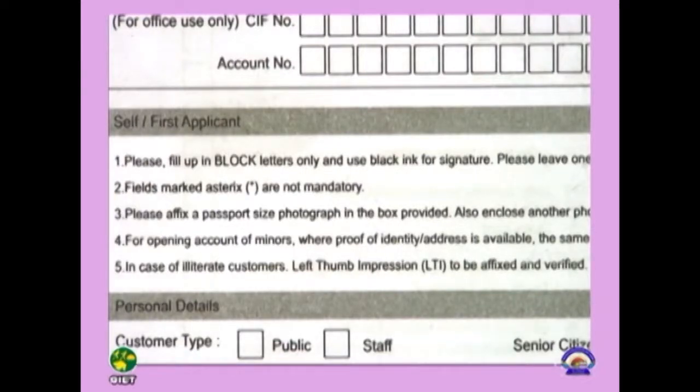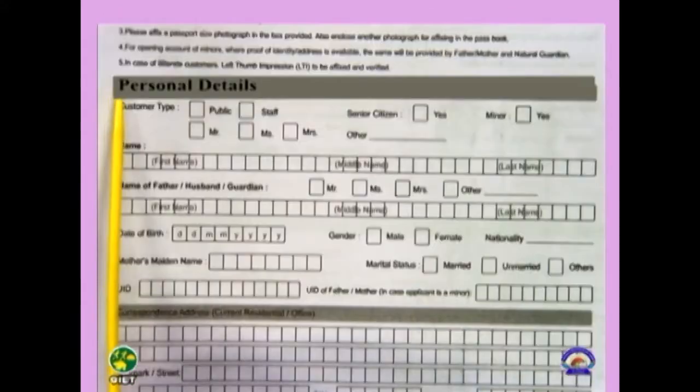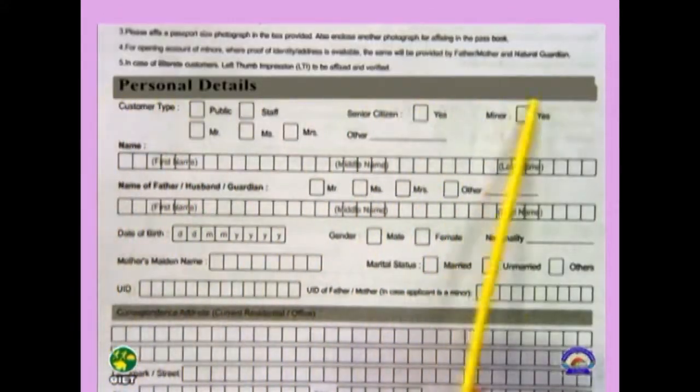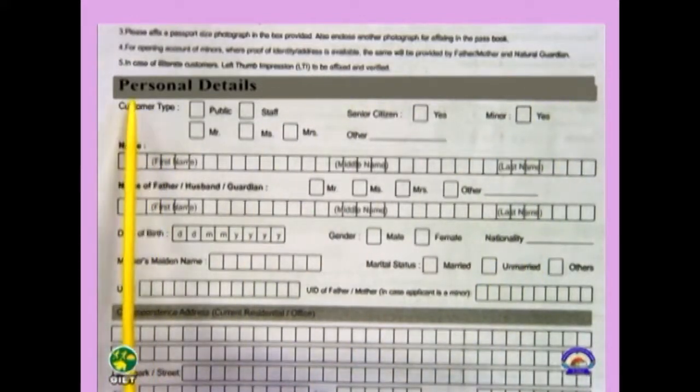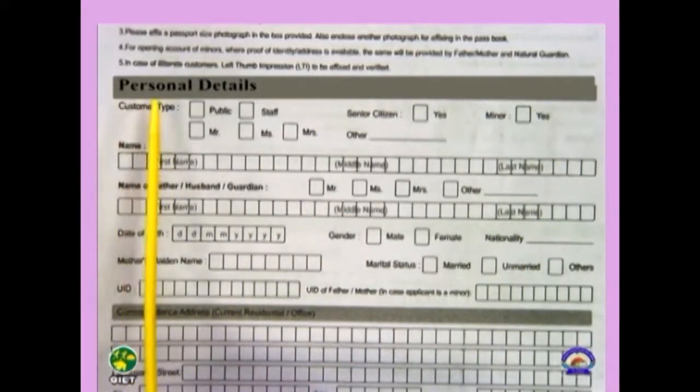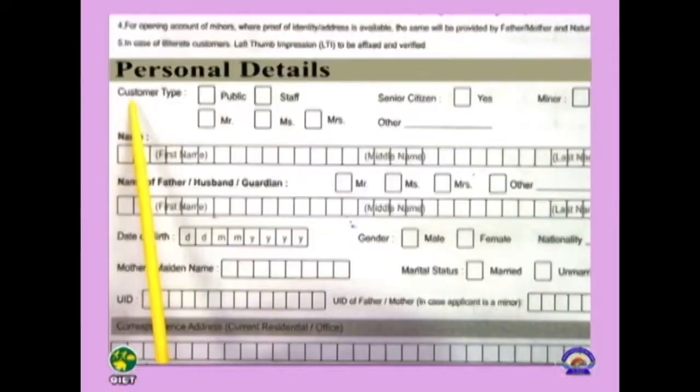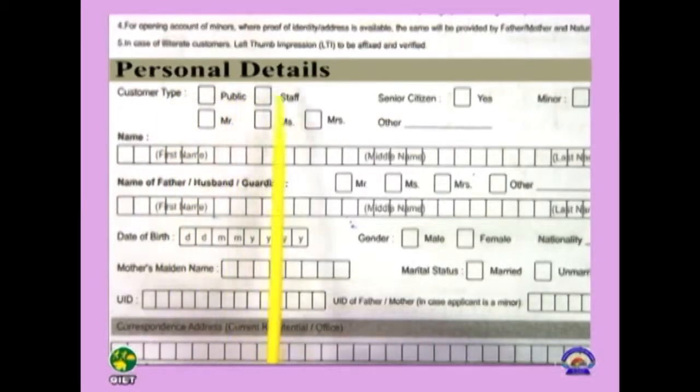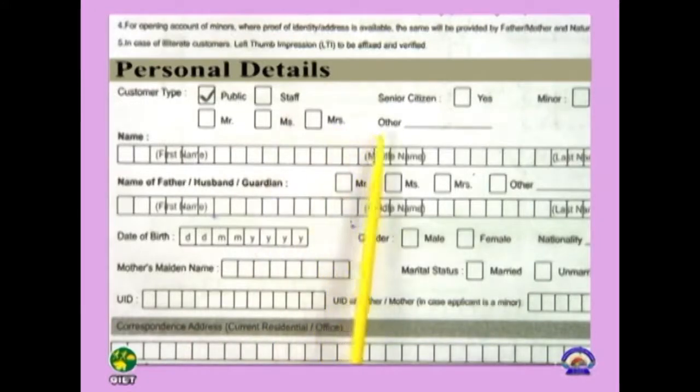This will help us in filling up the form. Now, children, the third section is about your personal details. Customer type, public, staff. So children, we will put a tick mark in public. Mr., Miss, Mrs., other.